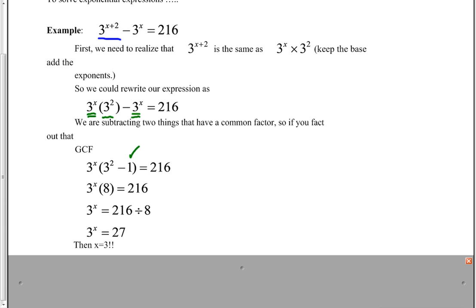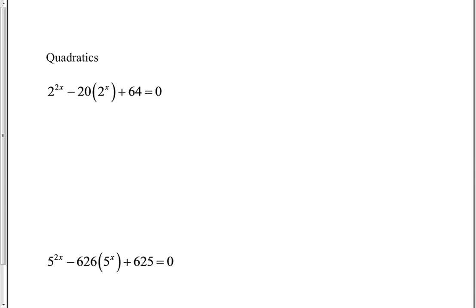3 cubed is 27. Our answer is x equals 3. I wanted to leave you a model in your notes so that you would have something to work with. Let's try a couple. 2 to the 2x minus 20 times 2 to the x plus 64 equals 0.